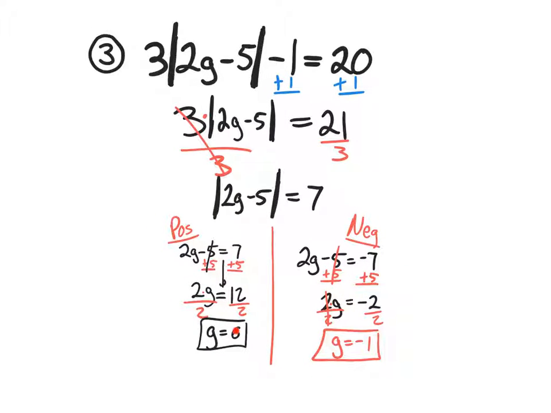Okay. So 6, if you were to plug in 6 right here, 2 times 6 is 12, 12 minus 5 is 7, 3 times the absolute value of 7, that's just 3 times 7, that's 21, and then minus 1, it really is 20, so 6 really does work. If you plug in negative 1 right in here, 2 times negative 1 is negative 2, negative 2 minus 5 is negative 7. The absolute value of negative 7 is 7, and 3 times 7 is 21, and 21 minus 1 is 20 again. So as you can see, both of these work. So both of those are your solutions to that one.